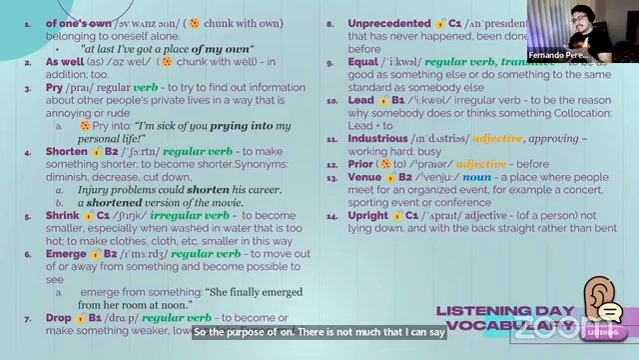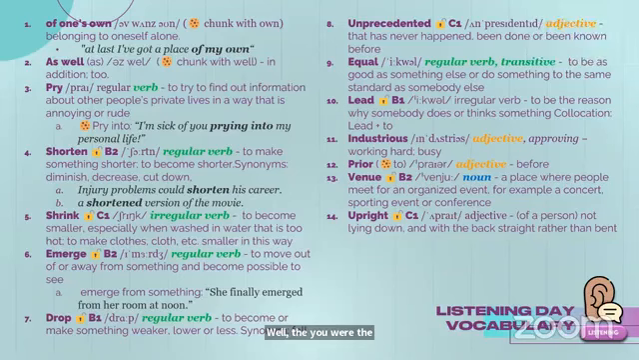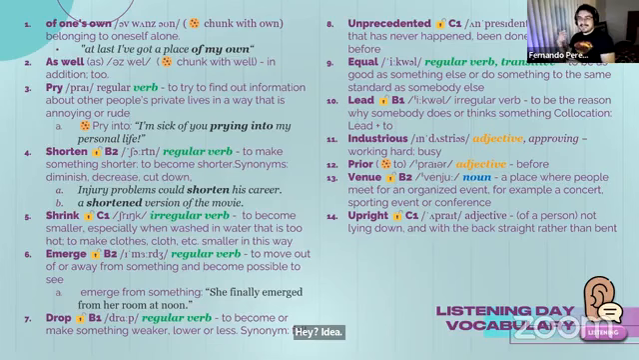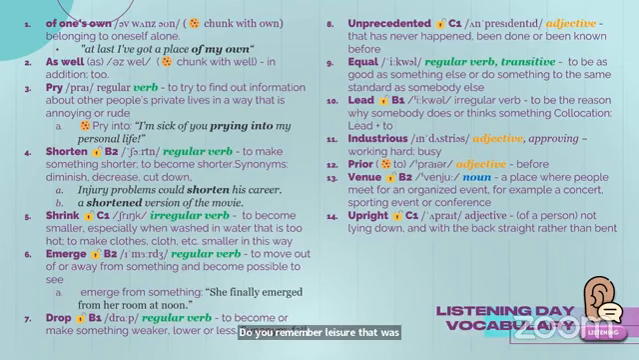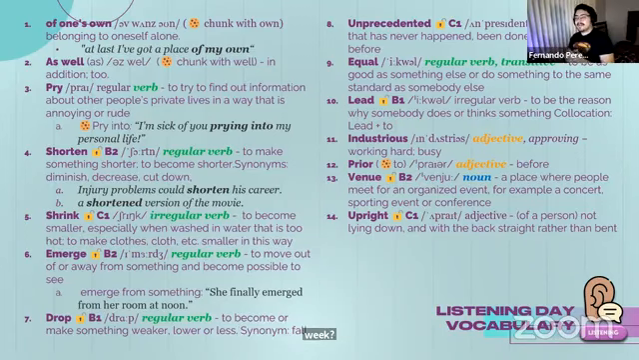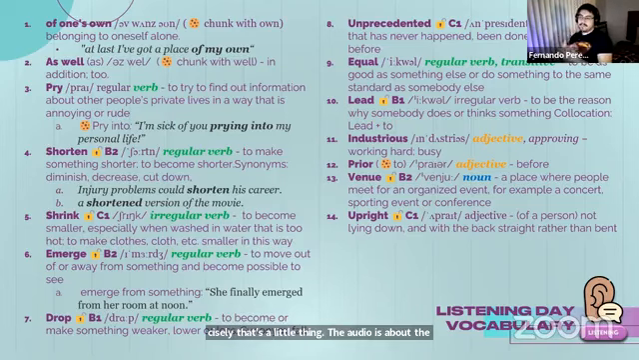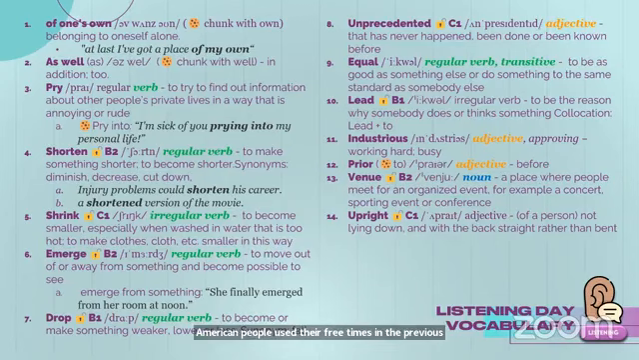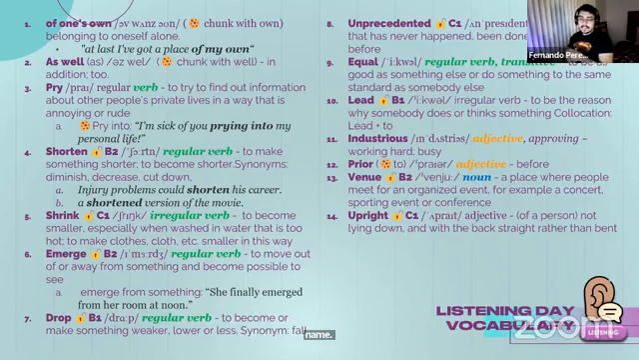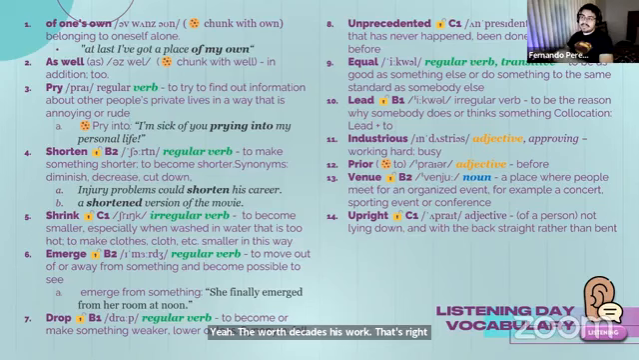Well, the global thing is precisely what you are talking about, the history of leisure. Do you remember leisure? That was a word that we saw last week, right? Yes. So precisely, that's the global thing. The audio is about the history of free time, how American people used their free time in the previous decades. Yes, the word is decades. That's right. So all this information, all these words are about that.